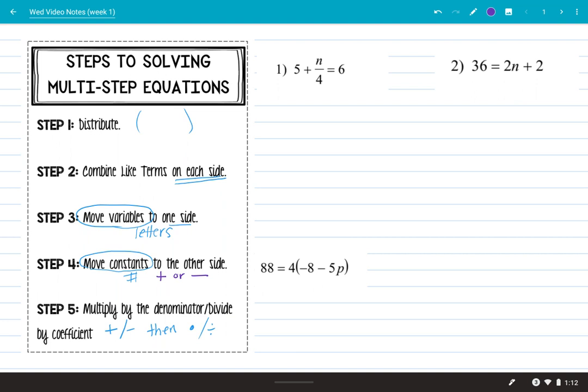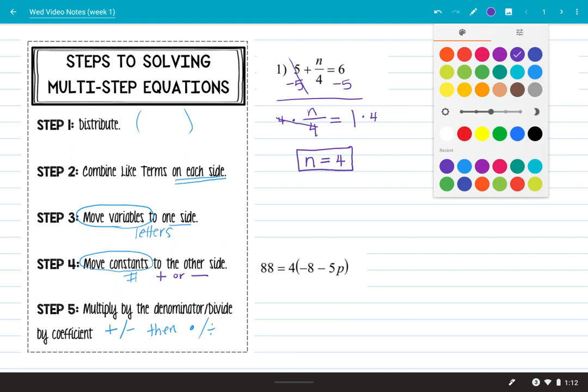So 5 is positive. I'm going to subtract it. And this will cross off because 5 minus 5 is 0, so it gets rid of it. N over 4, and 6 minus 5 is 1. So now we see that n is being divided by 4. So what we're going to do is the opposite. We always do the opposites. So since it's being divided, I'm going to multiply both sides by 4, because 4 divided by 4 is 1. And then we have n equals 4.